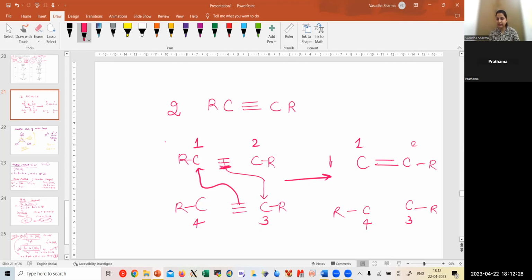The new bond that I will show you in a different color is between C2 and C3. This is one single bond, and another between C1 and C4. And this will remain as it is. So what is this kind of structure? This is nothing but a cyclobutadiene.